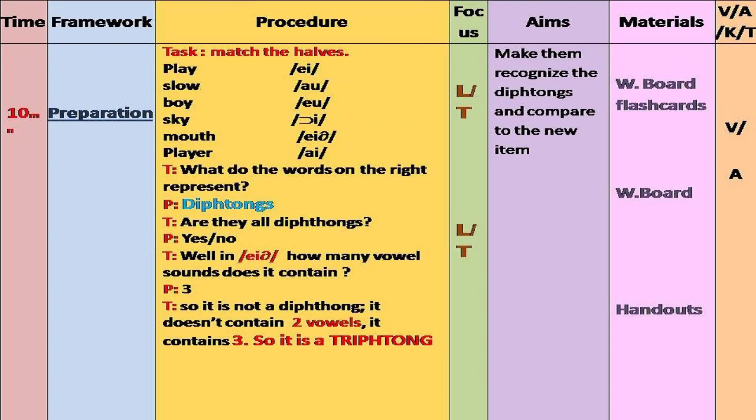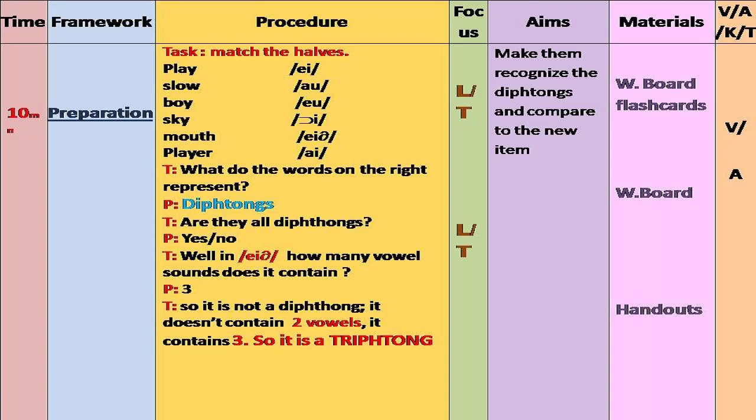Then we move to preparation, which takes about 10 minutes, maybe less. Here, I have introduced my lesson with a task: match the halves. It's very, very important to make your learners make the difference between a triphthong and a diphthong. And they have already seen what a diphthong is, so they have to make the comparison between what they have assimilated before and the target new item to understand better. Because if you teach these items without reminding them of the previous background, it will be impossible for them to understand it, because it's very, very hard.